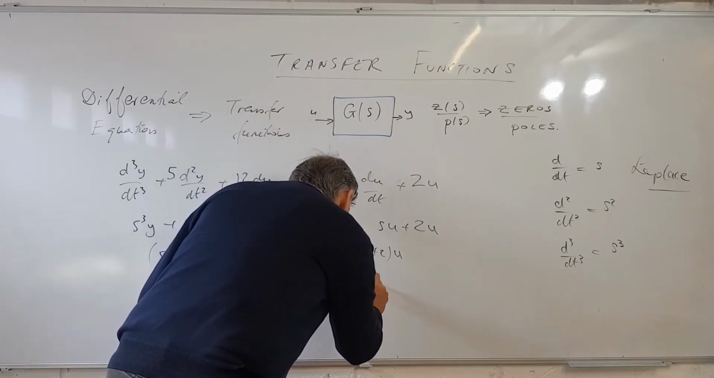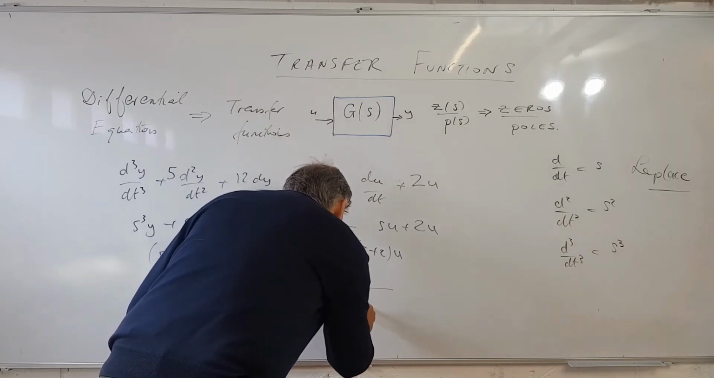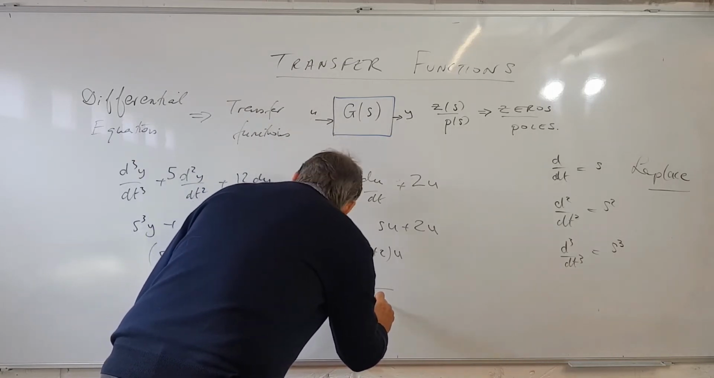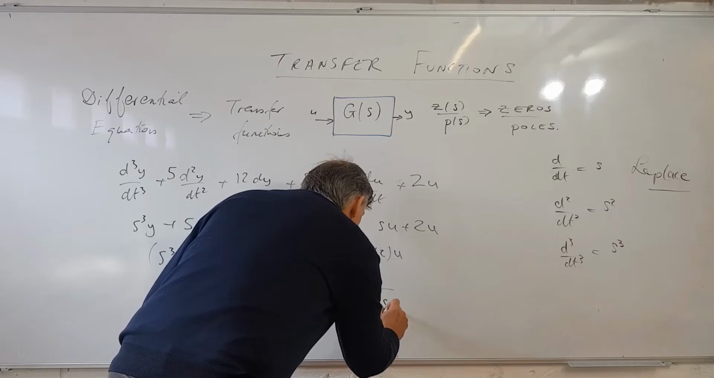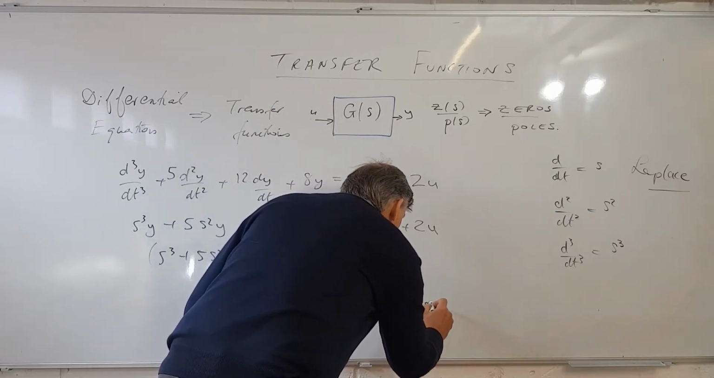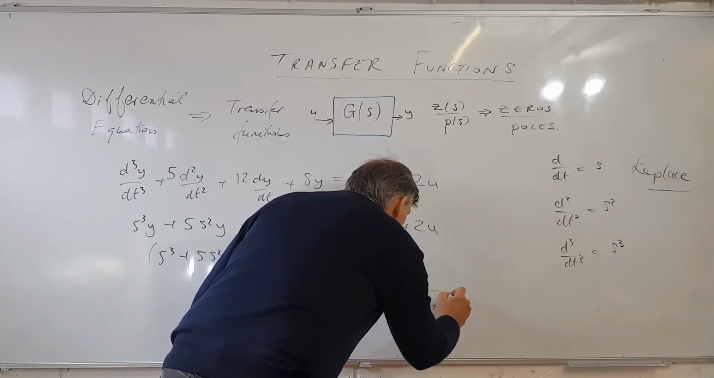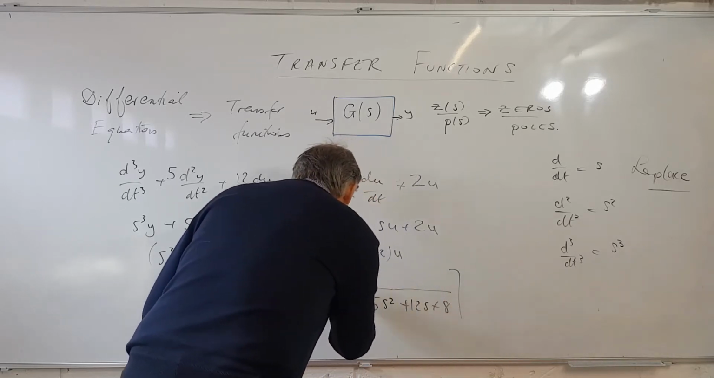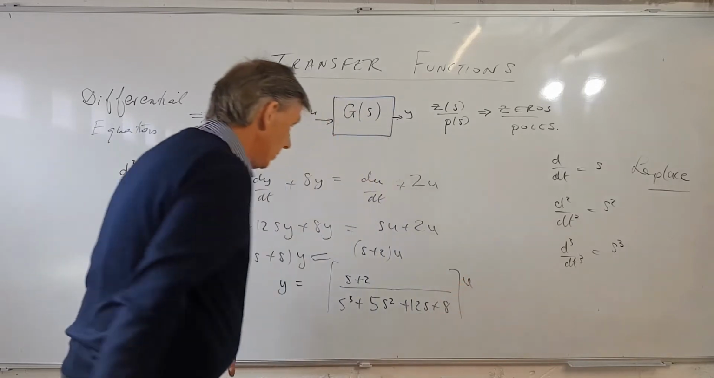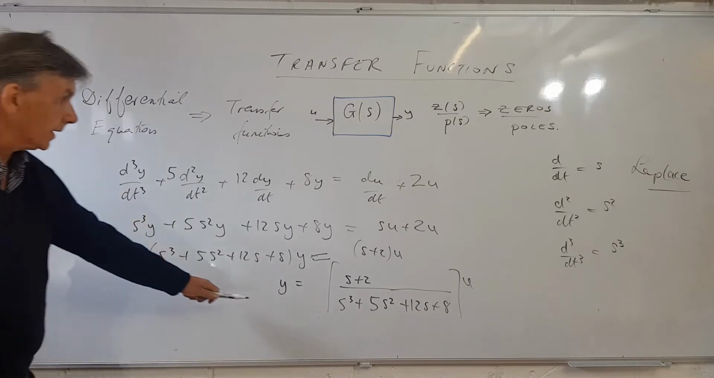s plus 2 divided by s cubed plus 5s squared plus 12s plus 8 multiplied by u. And then, so here's our differential equation, and now here is our transfer function.